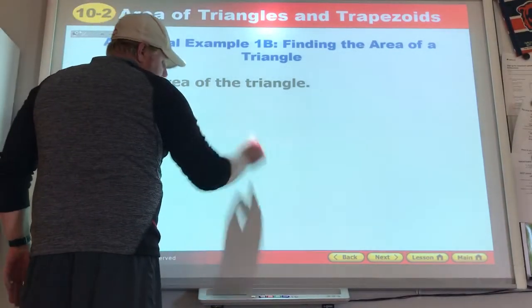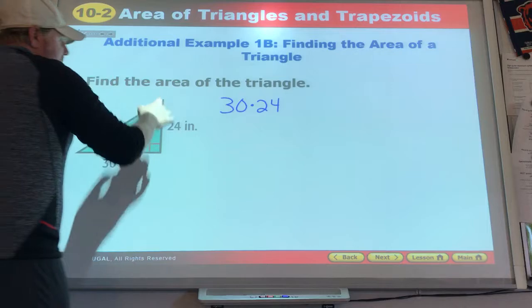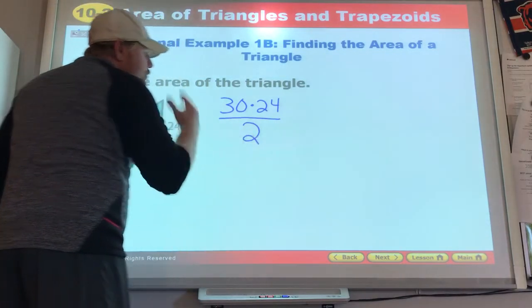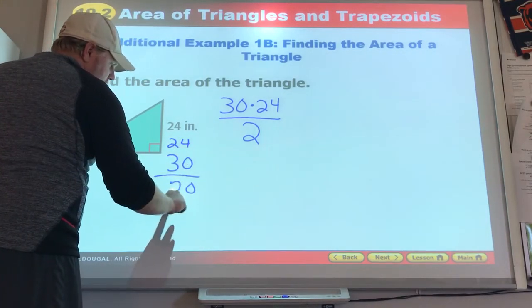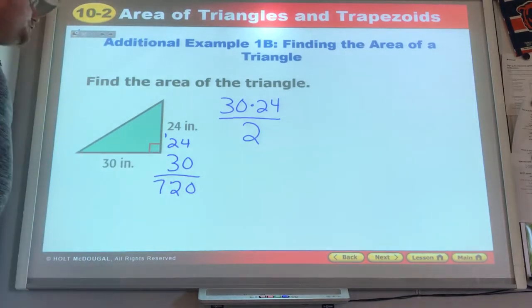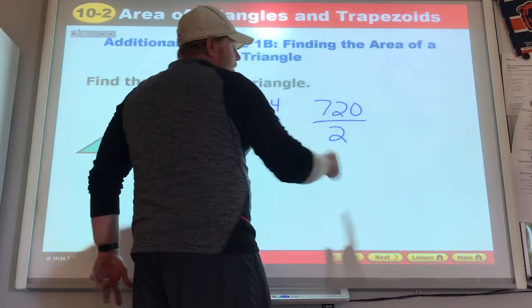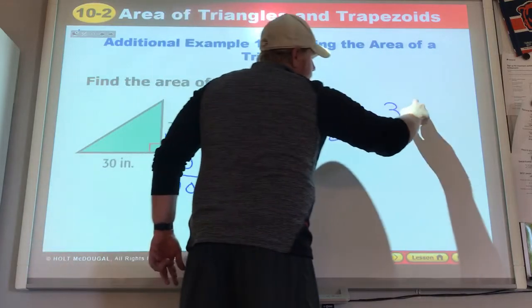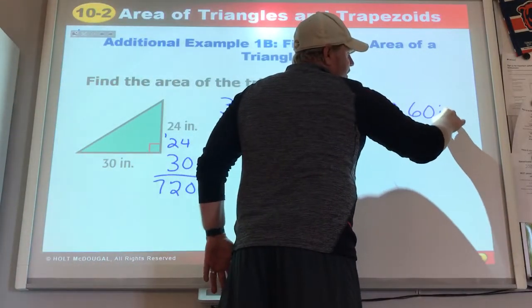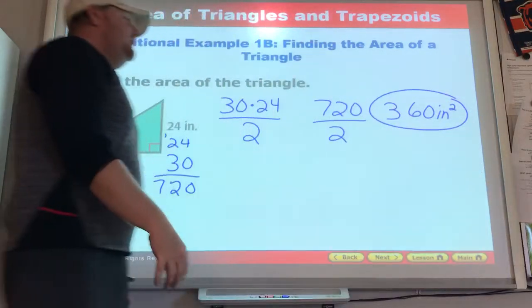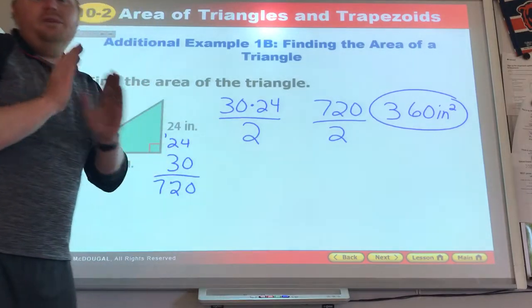So we would take 30 times 24, because that is length times height, or base times height. Divide that by 2. Well, 30 times 24 is 720, if I did my math correctly. 720 divided by 2, that would be 360. And inches and inches, so inches times inches becomes inches squared. Okay, 360 inches squared. Base times height divided by 2. Please divide by 2.